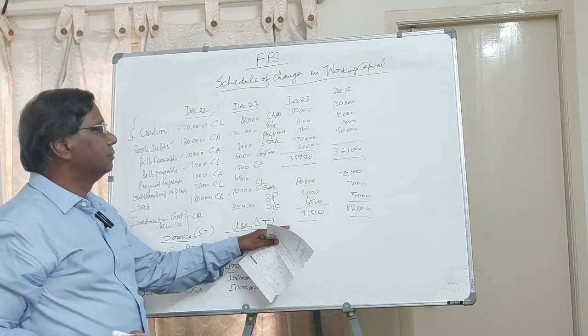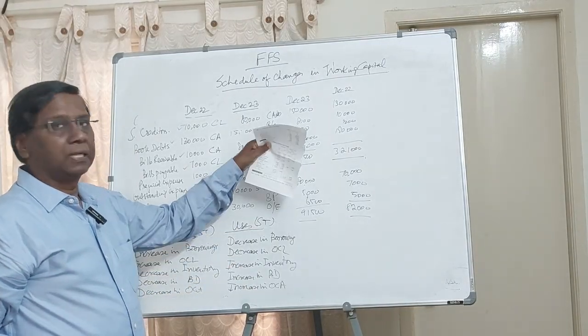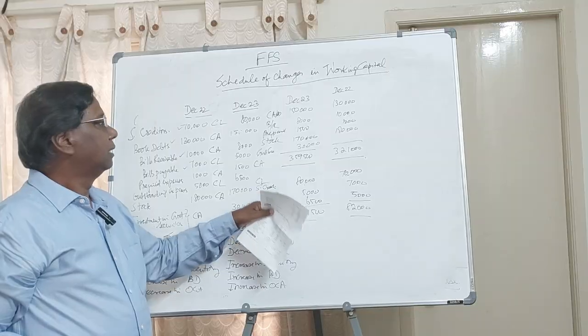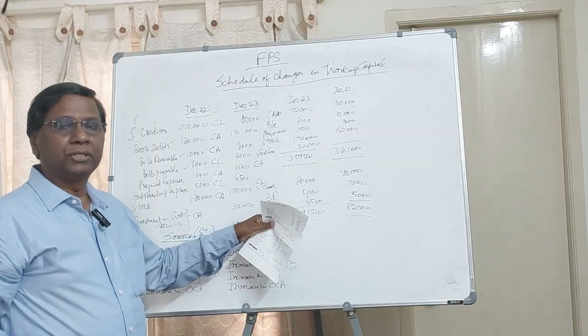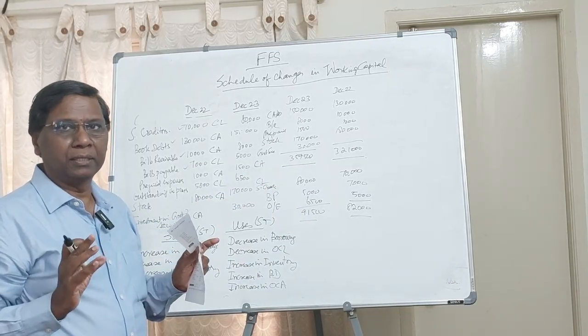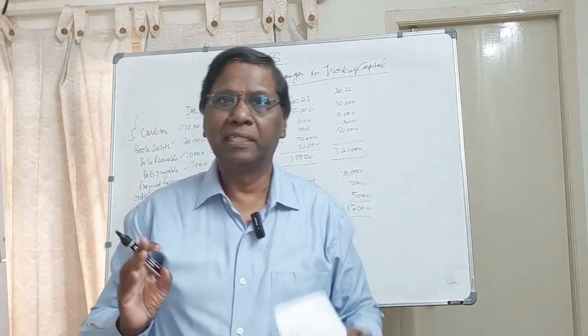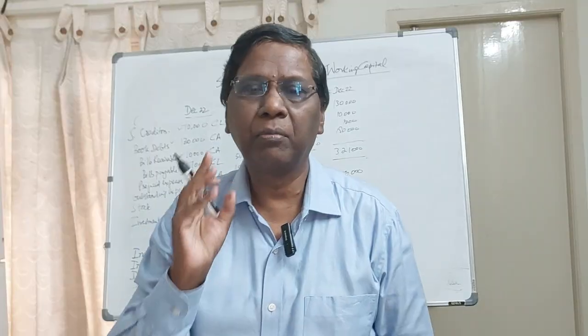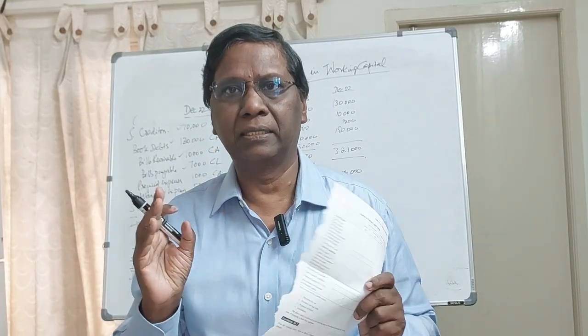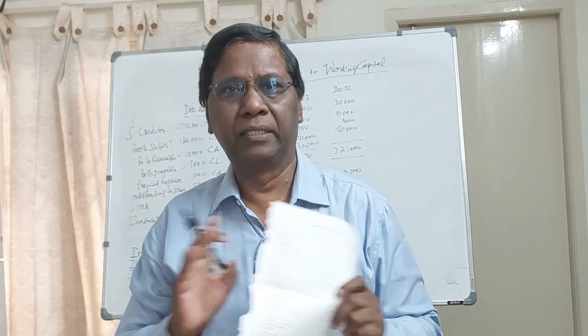So now what I'm saying is the current assets and current liabilities. Current assets minus current liabilities is equal to net working capital. You got the point? I already told you net working capital is not a big thing. It is only your margin money from long-term sources. Please understand this. It's not the big term, net working capital.